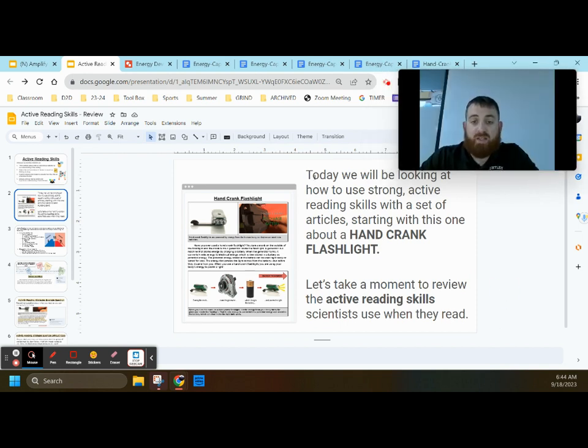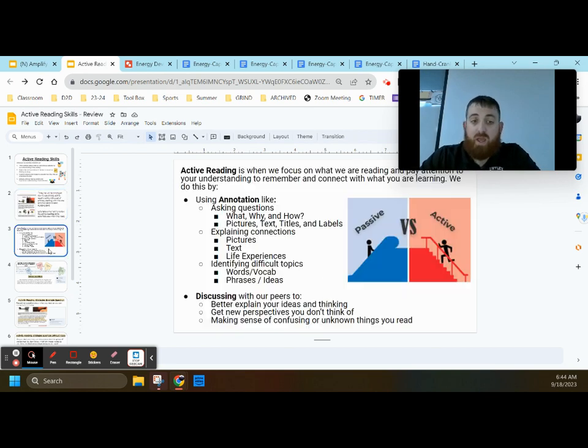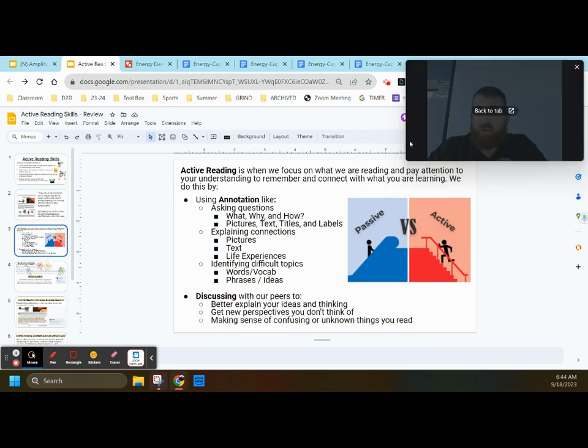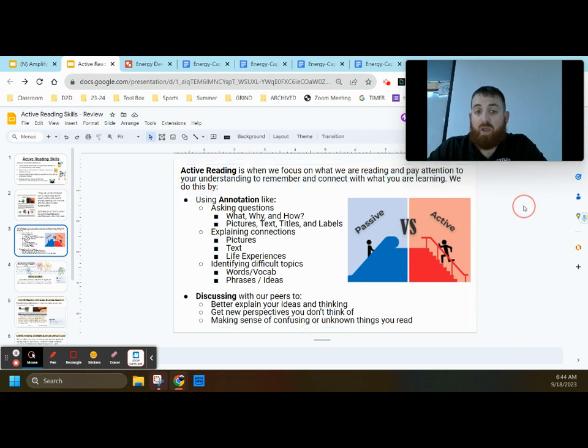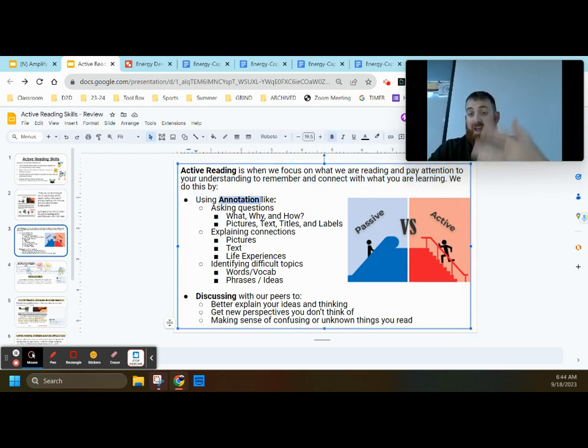Now, let's talk about our active reading skills. These are something we've looked at. These are something that strong readers use, including scientists. And we know that active reading is when we focus on our reading and pay attention to our understanding and connect what we're learning to what we have read. Now, our annotations are evidence of that reading, of that paying attention, of that understanding and connection.